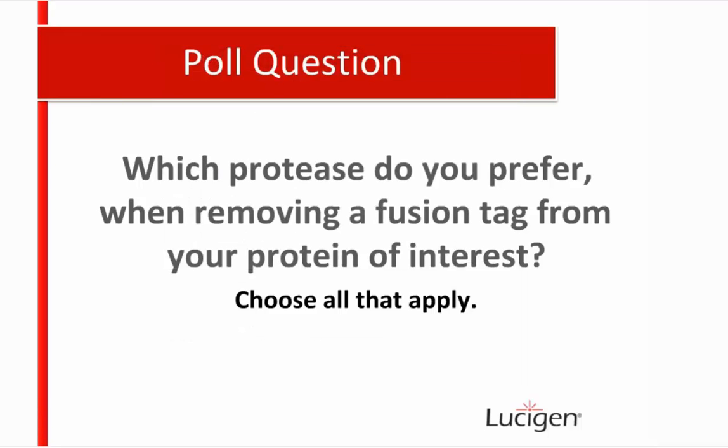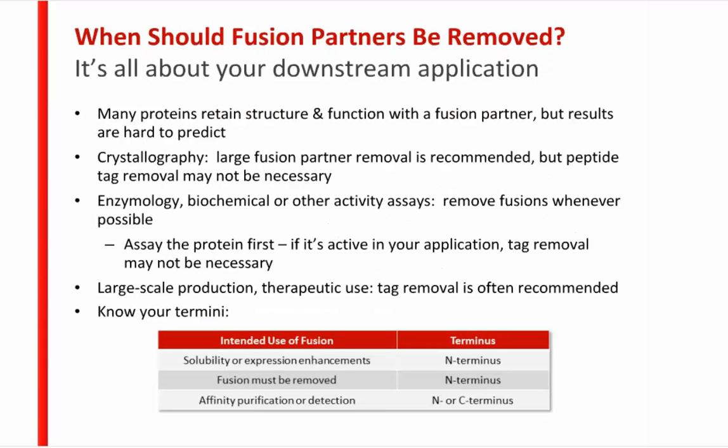For those of you that do have applications that you need to remove them for, this next section may be interesting to you. So these are sort of our rules of thumb for when fusion partners should be removed, and it really is all about your downstream application in our view. So it's hard to predict which proteins will retain their structure and function with a fusion partner. For an application such as crystallography, large fusion partner removal is usually recommended, but peptide tag removal may not be necessary. There are plenty of proteins that are successfully crystallized with tags on them, and even fusion partners.